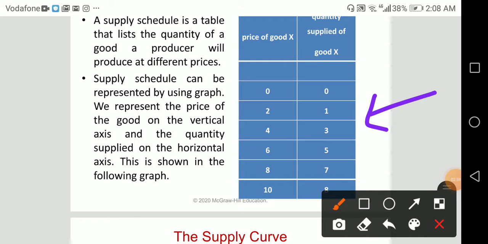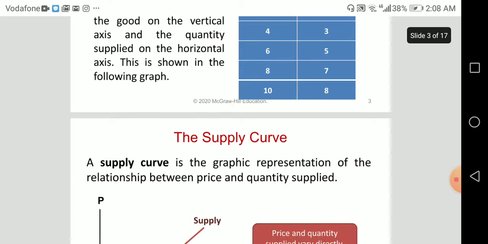We have here the price of the good is $2, for example, and the quantity supplied is just 1. When the price increased to 4, the quantity supplied is 3. It's increasing. Here I have another increase, from 4 to 6, so the price increased, and I have also here the quantity of this good increased, and so on. So what we are talking about is, when the price of the good increases, the quantity supplied will increase.